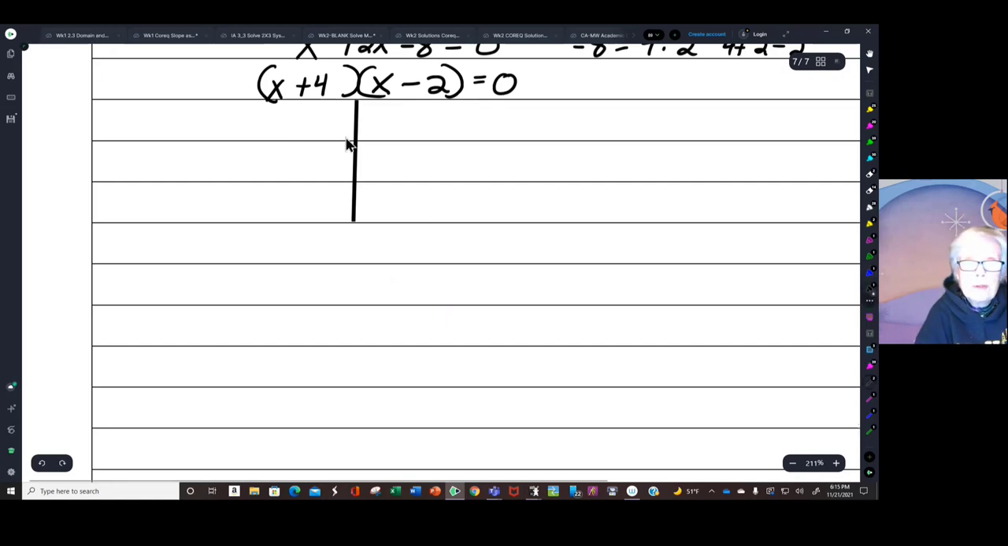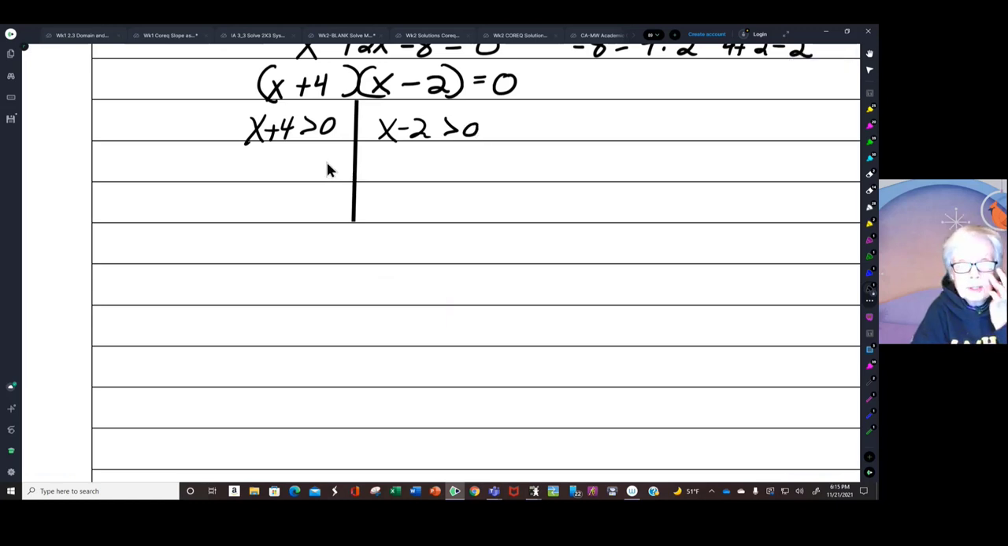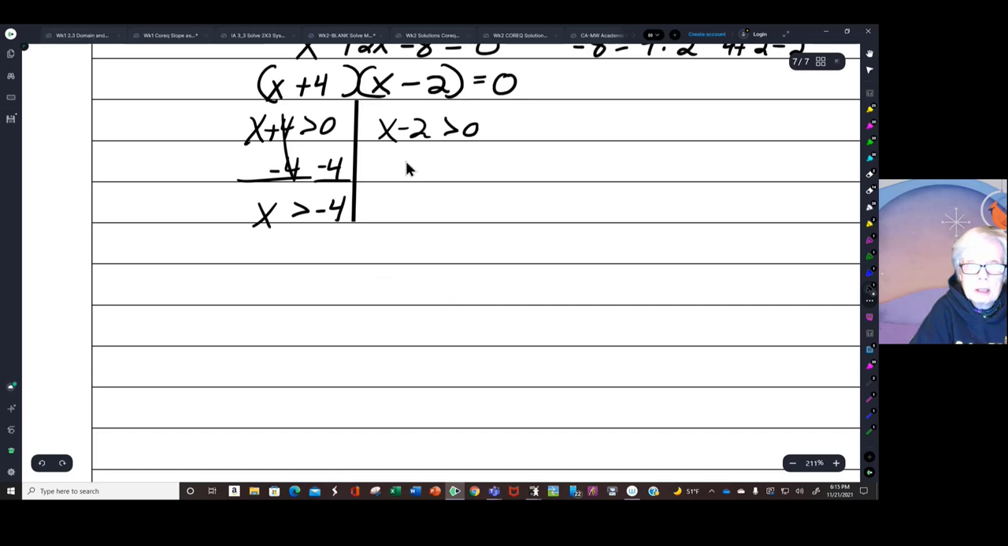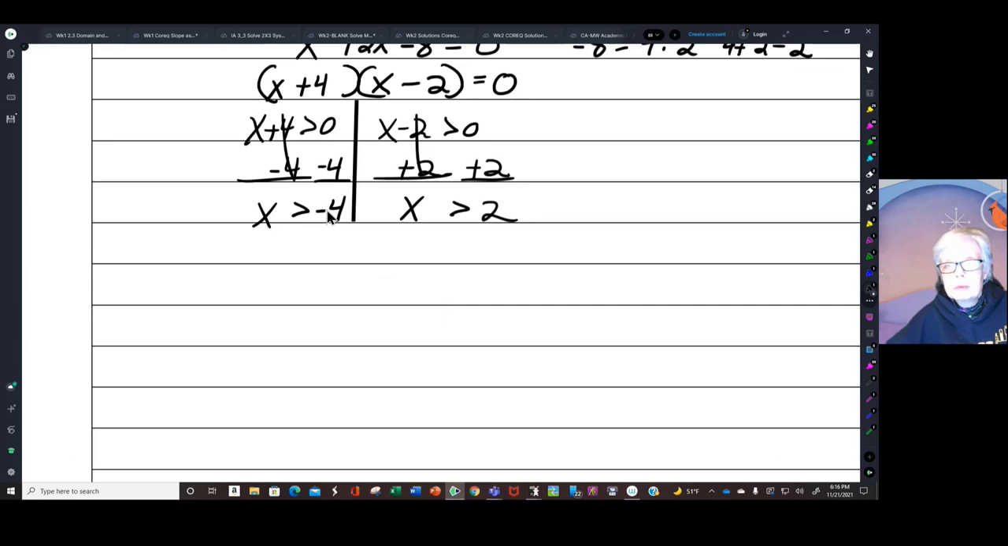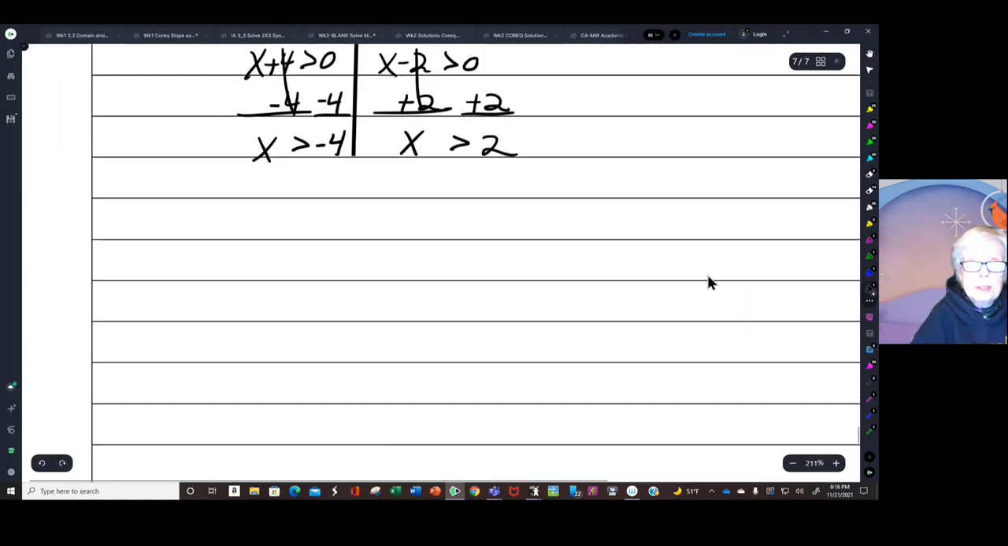And again, we go through our thing. x plus 4 is greater than 0. x minus 2 is greater than 0. On the left, subtract 4 from both sides. x is greater than negative 4. Plus 2, plus 2. x is greater than 2. What do we know? x is greater than 0 is our domain, so this guy is gone. This one is going to be our answer, our solution to the equation.